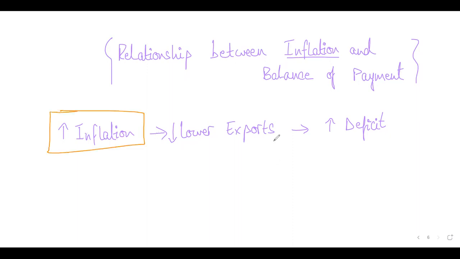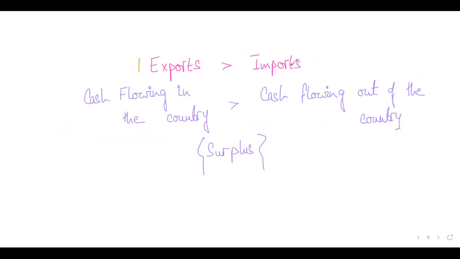So if inflation is higher, your exports would be lower, and therefore the deficit would be higher, because exports will be relatively less compared to your imports. And also think about this. Why will your imports be higher? If Pakistan is experiencing more inflation, we did discuss that your exports would be less, but why would our imports be higher if local inflation is higher?